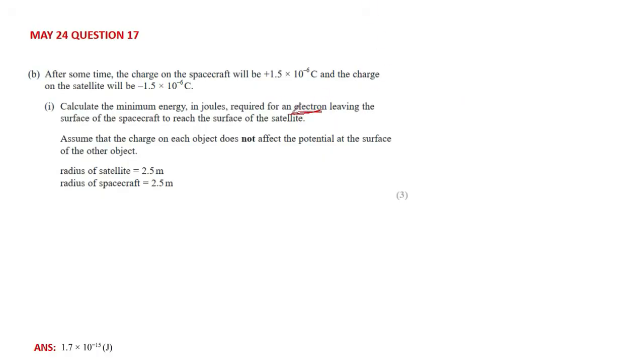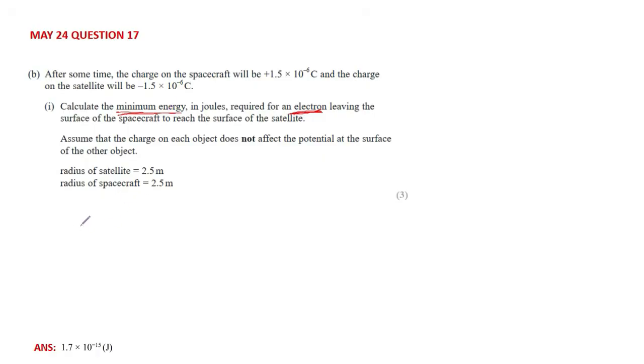You are dealing with an electron, right? And why would it require a minimum energy? It has to do a work against the electric field, right? There has to be a work done. Assume that charge on each object does not affect the potential at the surface of the other object. Radius of satellite is 2.5 meter. Radius of spacecraft is 2.5 meter.